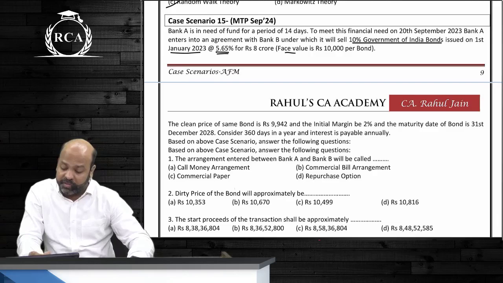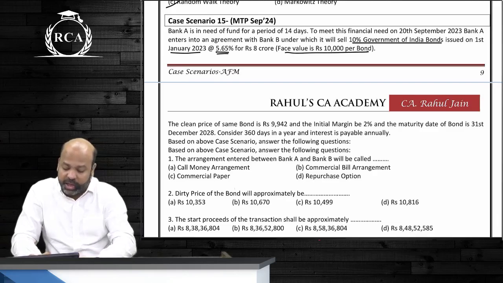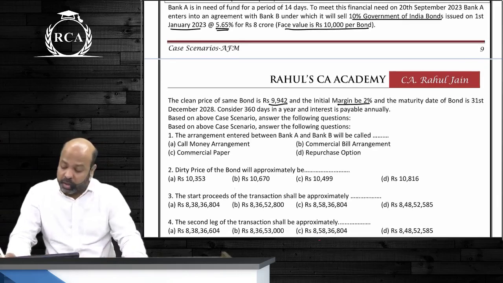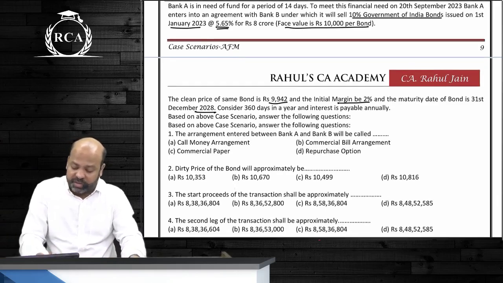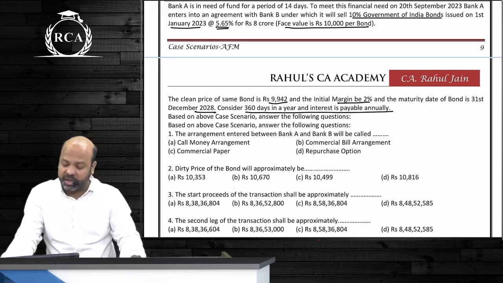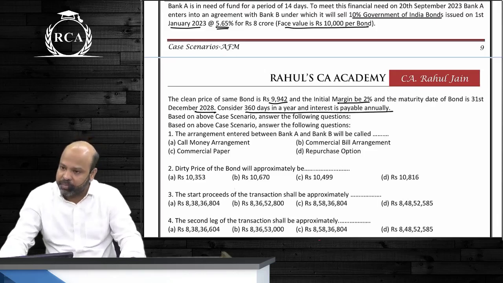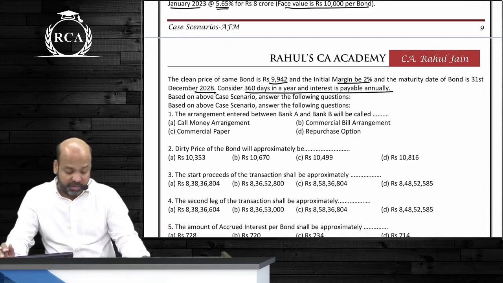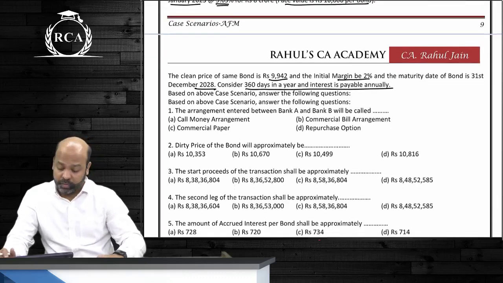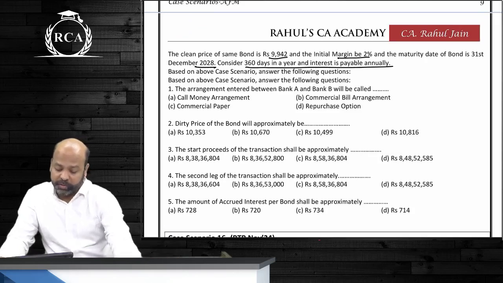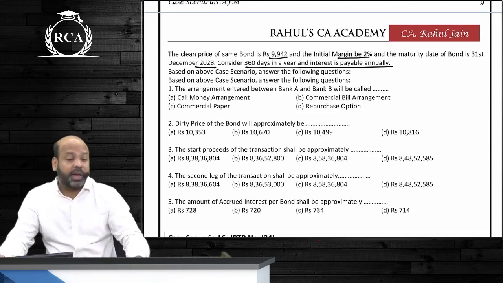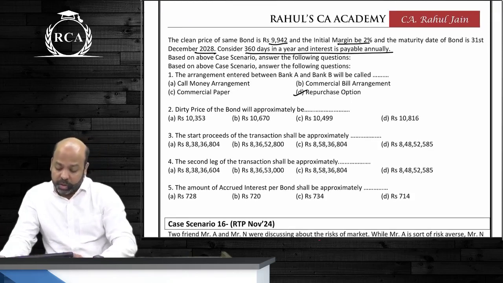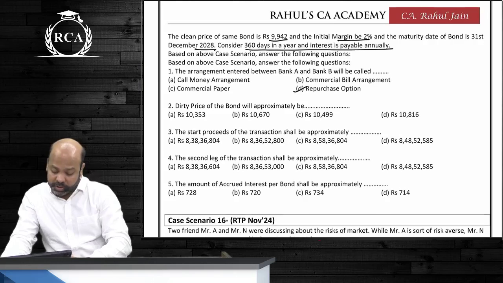Excellent. Face value of each bond is 10,000 rupees. Clean price of the bond is 9942. Initial margin is 2%. Maturity date of the bond is 31st December. Consider 360 days in a year and interest is payable annually. Consider 360 days here, we cannot help it. We will have to consider 360 days only. The arrangement entered into between Bank A and Bank B is called a repo transaction. So what is repo? Repurchase option.